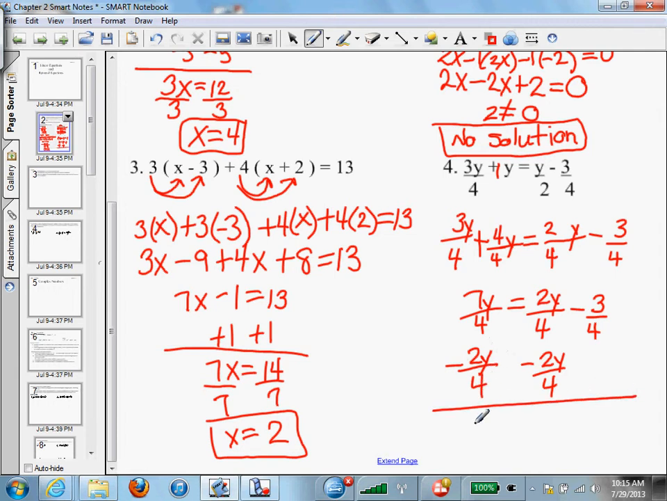And that's going to leave you with 5y over 4 equals negative 3 over 4.